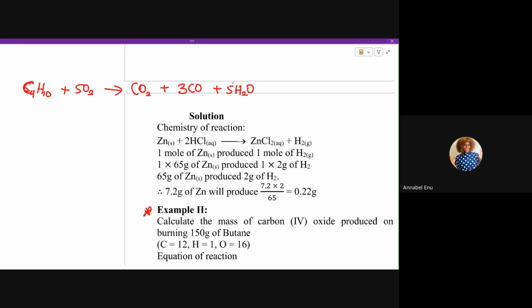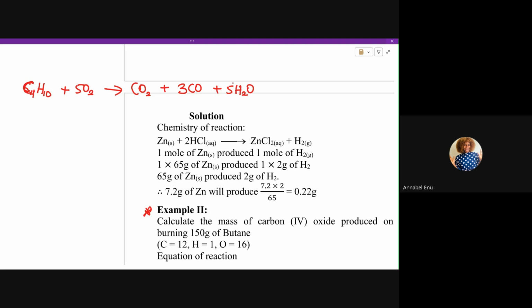All right. So now we can see the question says calculate the mass of carbon dioxide produced on burning 150 gram of butane. Now, when we hear burning, we know it involves oxygen. Oxygen is the primary element that participates in burning. The air is made of so many things, but oxygen is what we would primarily see when we talk about burning. So it means that the reactant would be butane and oxygen.